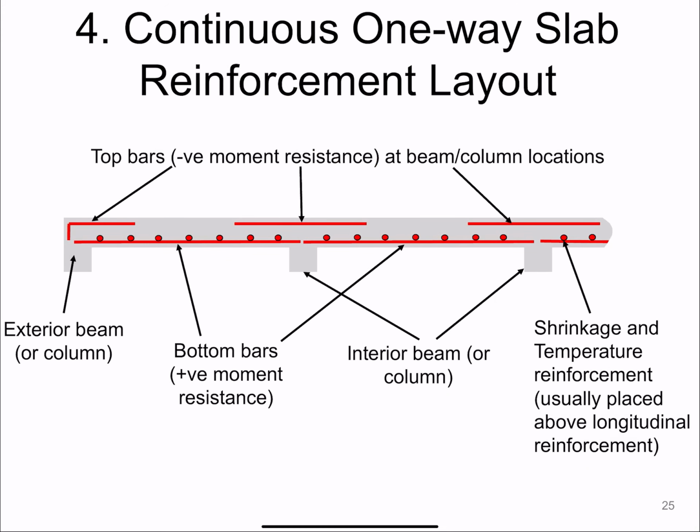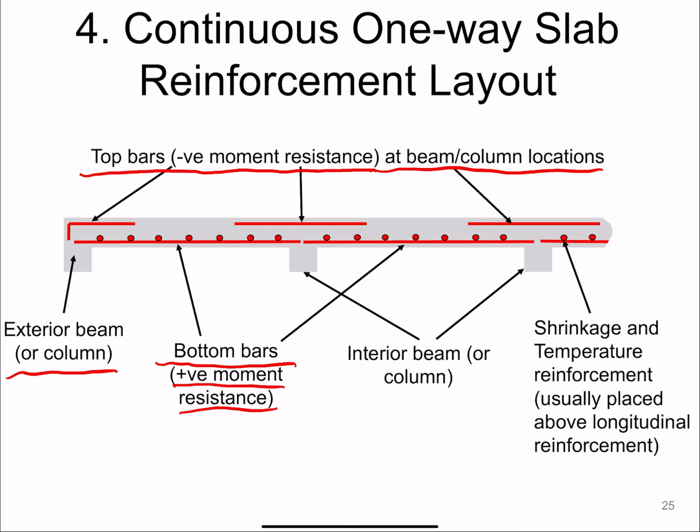So what does the reinforcement layout look like for one-way slabs in continuous members? Well, we have our bottom steel for positive moment resistance. We have top bars for negative moment resistance where we have negative moments, which is at beam and column locations. We are going to hook the reinforcement at the exterior column and beam. And then these transverse bars, going the other way as load sharing, are going to be the bars for shrinkage and temperature. So it's a good reminder of how our reinforcement is going to look.